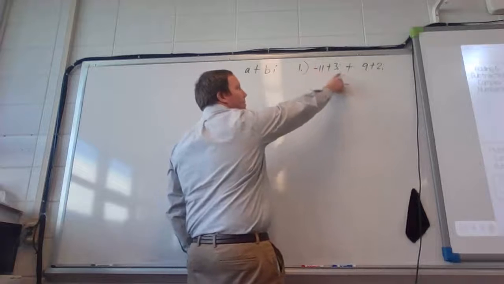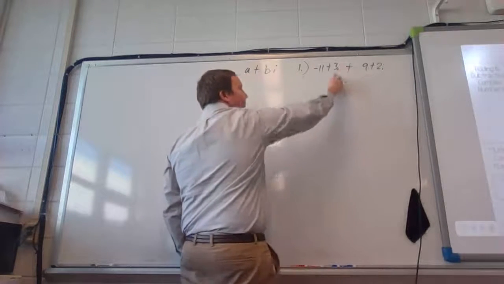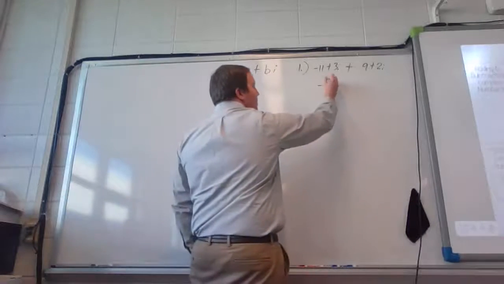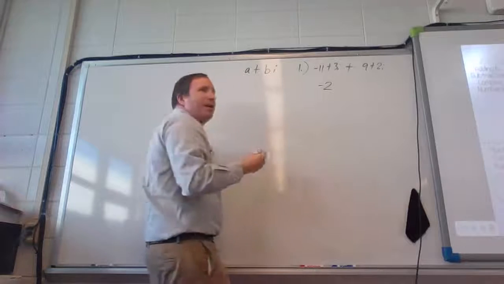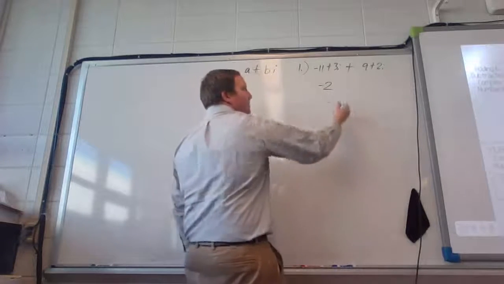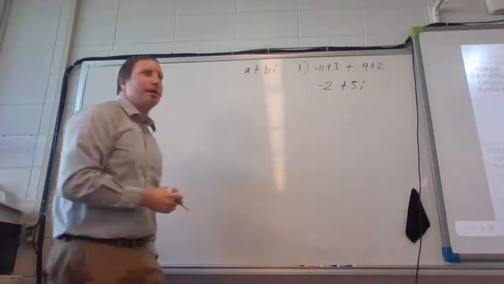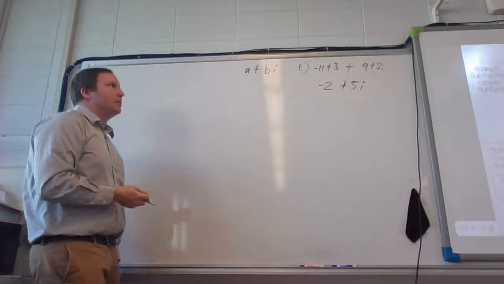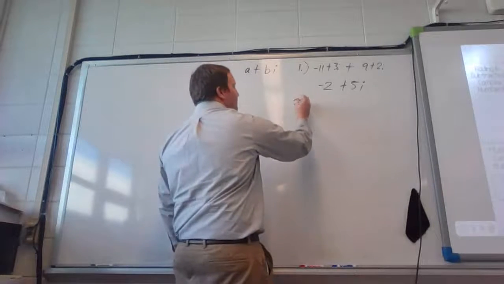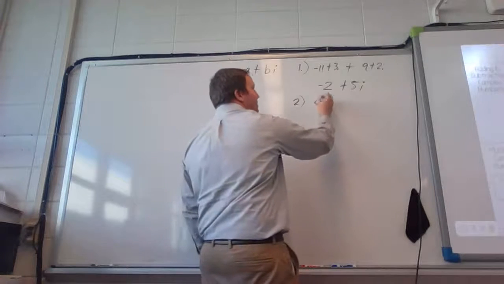So we have a negative 11 and a positive 9. So what's negative 11 plus 9 give us? Negative 2. And we combine our imaginary parts. So we have 3i plus 2i. 5i. It's a 5i. There we go. We now have our new complex number. Wait, that's the answer? That's the answer. So it's just combining like terms when you're adding, yes.